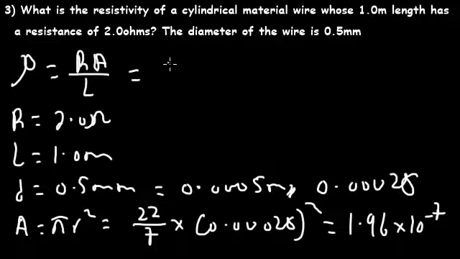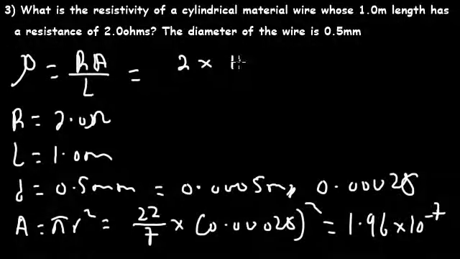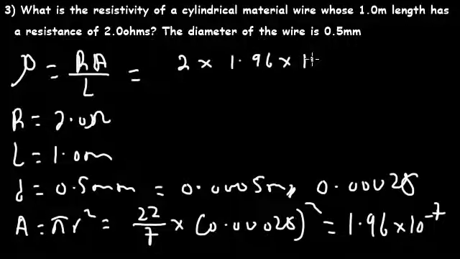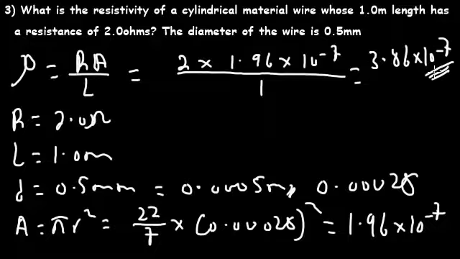So finally, resistivity will become the resistance, which is 2, multiplied by the area, which is 1.96 times 10 to the power of -7, and divided by the length, which is 1. So if we multiply this by 2, that should give us 3.92. So we have 3.92 times 10 to the power of -7 ohm meter, since the resistivity is measured in ohm meters. So that's our final answer to example number 3 as well.